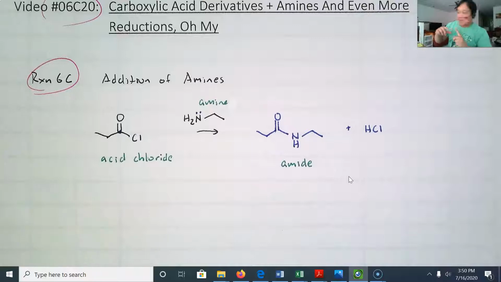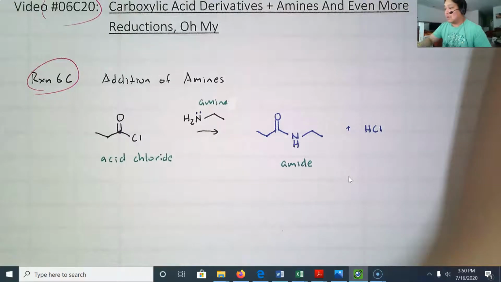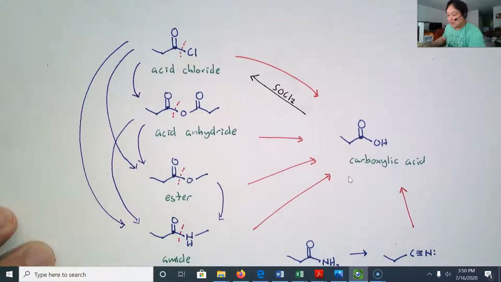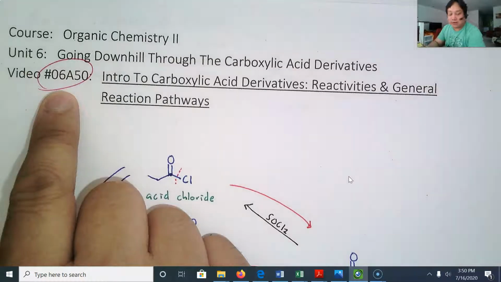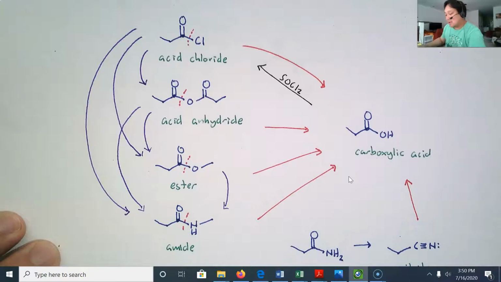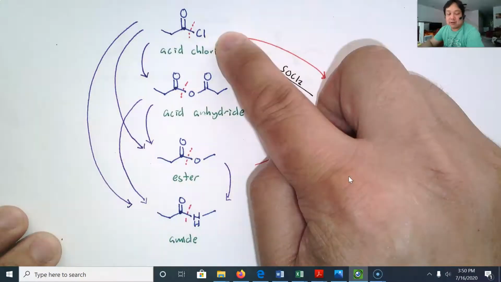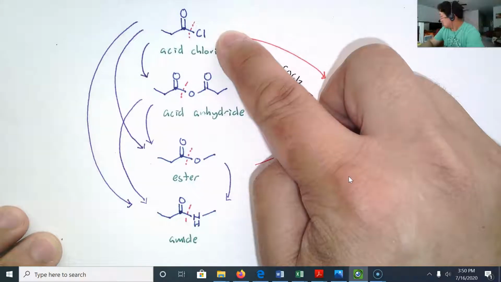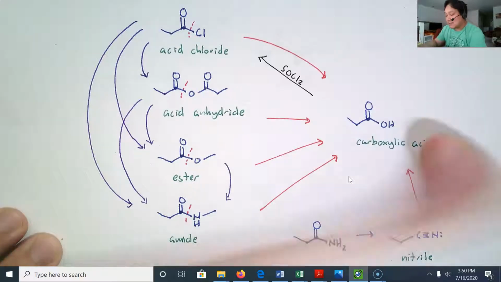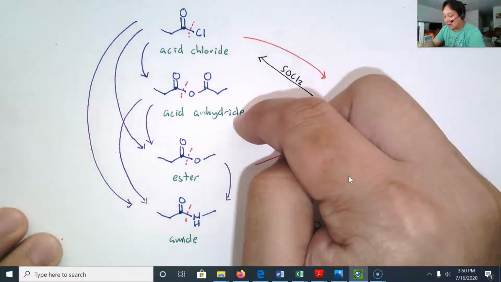Let's take a look at that ski slope that we did for video 1, just as a reminder of what we need to accomplish, what arrows we need to fill in. This is from video 1, and I call this the ski slope. You could call this a totem pole. It just means that the top derivative is the most reactive. And I call it ski slope because it's easy to go downhill. It's easy to make an acid chloride into an anhydride.